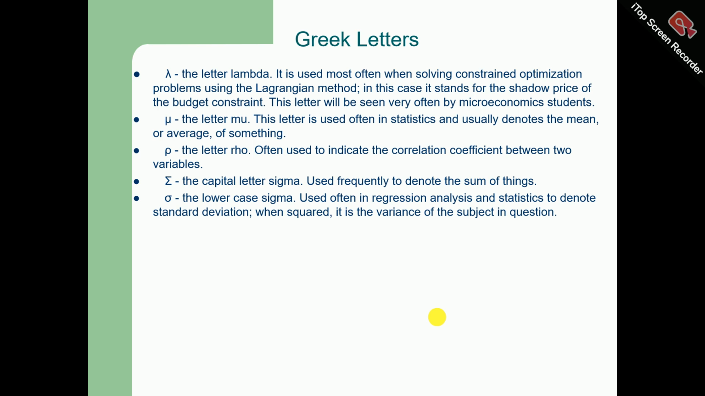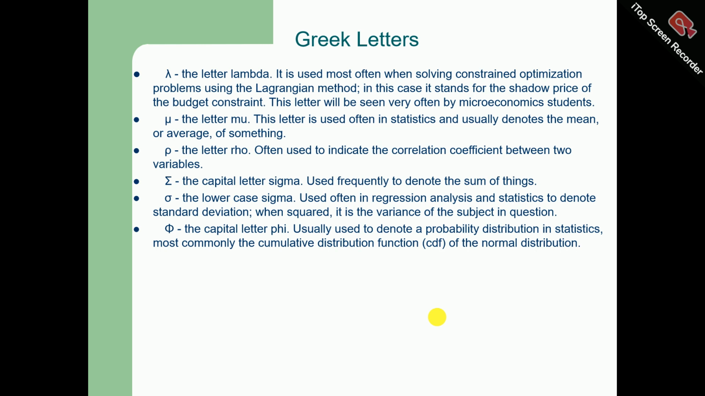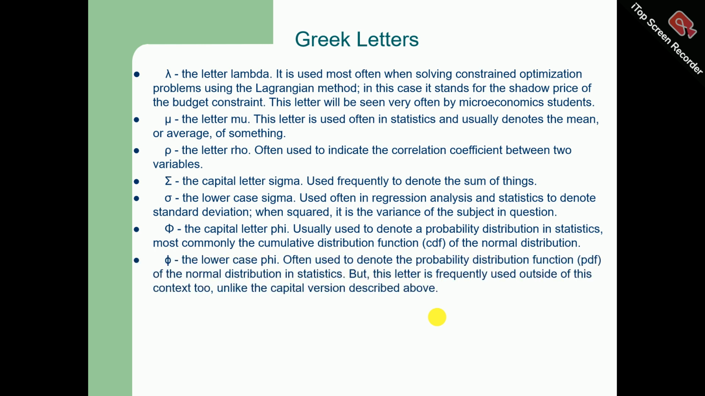The lowercase sigma is used in regression analysis and statistics to denote the population standard deviation, but when squared, it is known as the variance, population variance. The capital letter phi, when used, denotes a probability distribution in statistics, most commonly the cumulative distribution function of the normal distribution. The lowercase phi is often used to denote the probability distribution function of the normal distribution in statistics, but this is frequently used outside of this context, unlike the capital version described above.